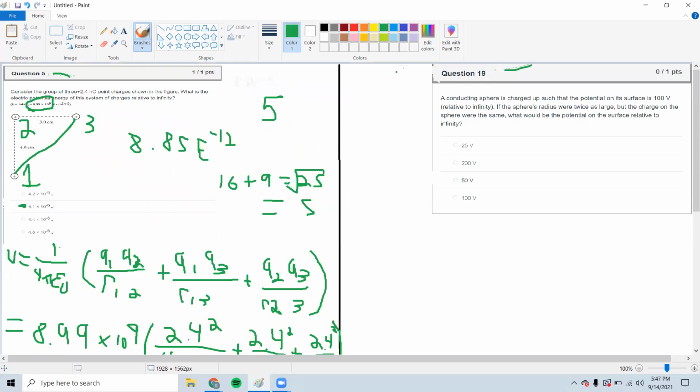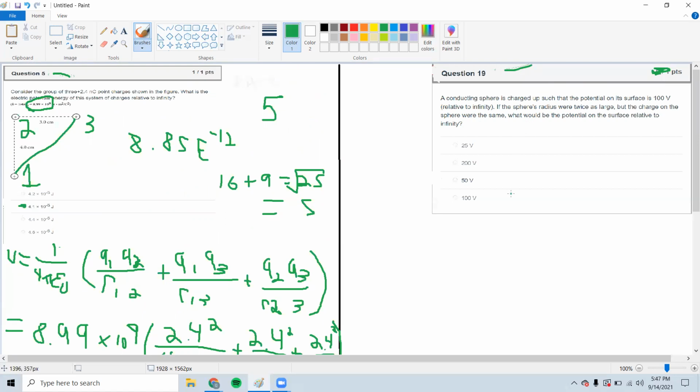All right, so question 19 is basically a concept question. It asks: a conducting sphere is charged up such that the potential on its surface is 100 volts relative to infinity. If the sphere's radius were twice as large, but the charge on the sphere were the same, what would be the potential on the surface relative to infinity?